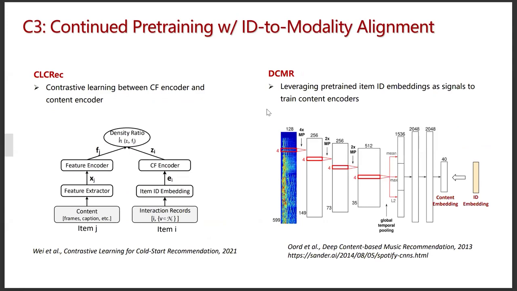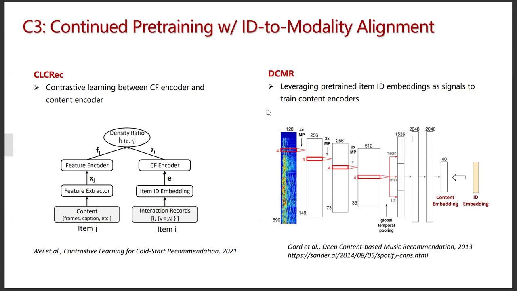And another framework is ID to modality alignment. In this framework, we can build a two tower structure. The first one is the feature encoder. We can use multimodal features as input. And the other one is the collaborative filtering encoder. We use the ID features and we can align them together with contrastive learning.